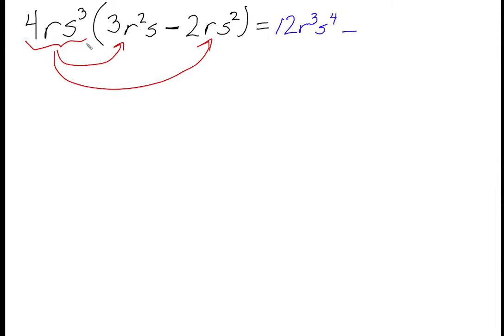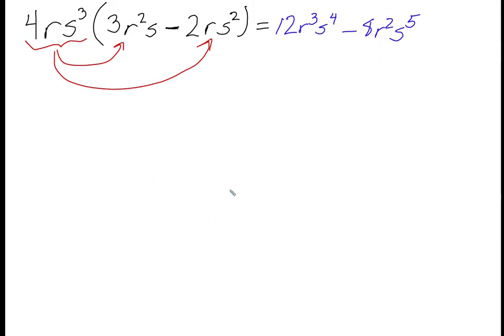minus 8, 4 times 2 is 8, r times r is r squared, s to the third times s squared gives us s to the fifth. And that is as simplified as it's going to get. We can't combine these two terms because they're not like terms. The exponents on each of the variables is not the same. S to the fourth and s to the fifth can't be combined. R to the third, r to the second can't be combined.